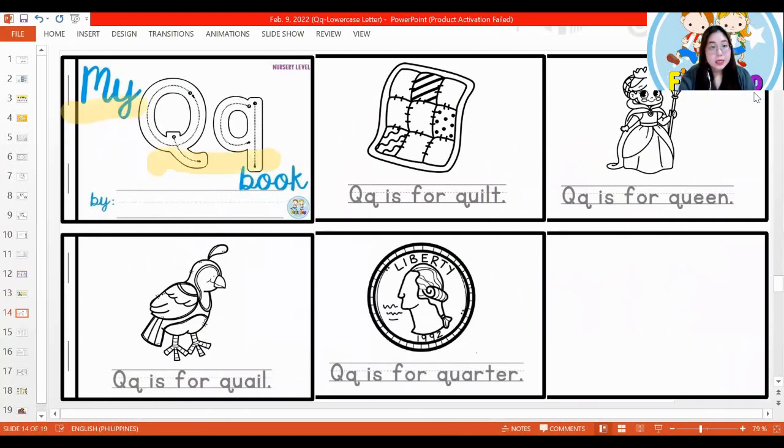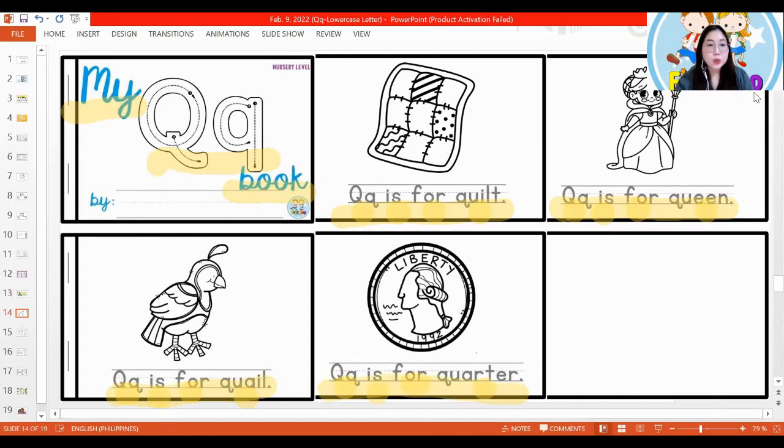My Q book. Very good. Q is for quilt. Q is for queen. Q is for quail. Q is for quarter. Very good.